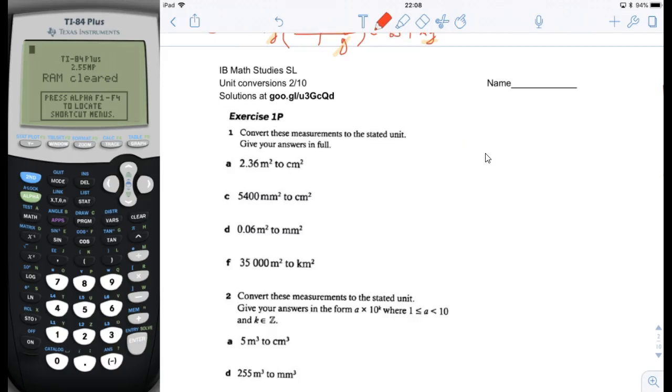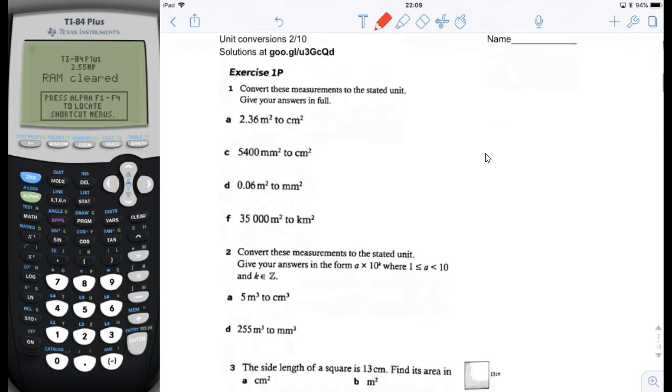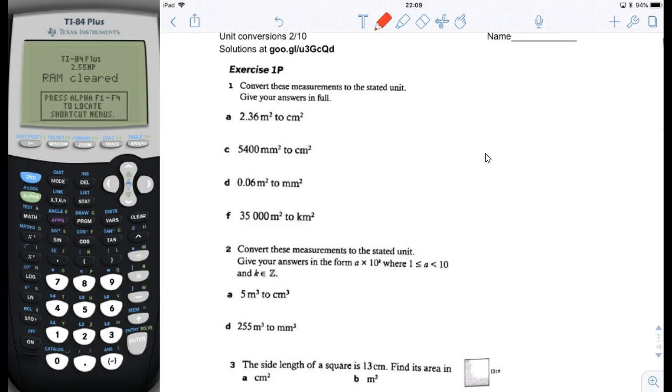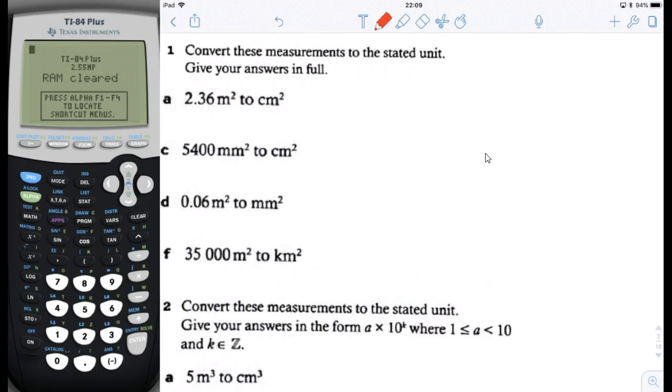Page 2 of unit conversions. So, we're going to convert some measurements. We're going to use the dominoes to cancel units. So, first we're going to do 2.36 meters squared.